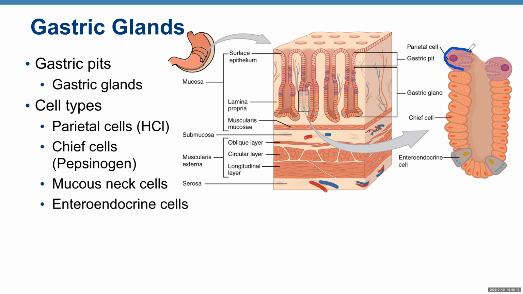Those are parietal cells for hydrochloric acid production. And we have enteroendocrine cells, shown over here, that secrete endocrine hormones that regulate the function of the stomach. They regulate the production of pepsinogen and hydrochloric acid and contraction of the stomach.